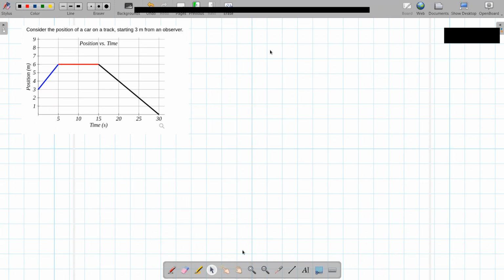The actual situation, I've got this track. And sitting on the track, I have a car. There's my car there. And that car can move to the right, or it can move to the left. And there's a person here watching that car. And at the moment, that car is sitting 3 meters from the observer. And that car can just go away from the person or toward the person. So we're going to say that this is a positive direction over that way, and this is a negative direction that way.